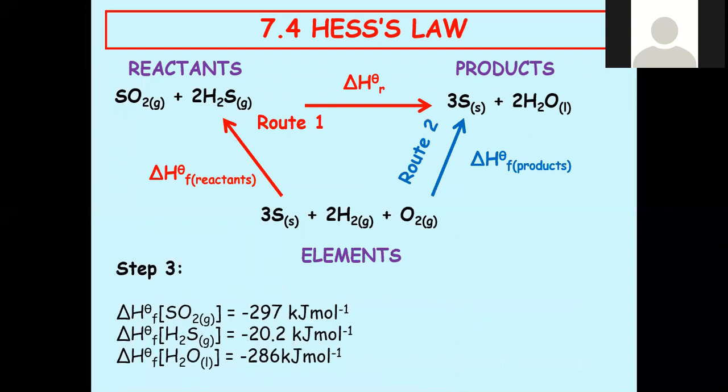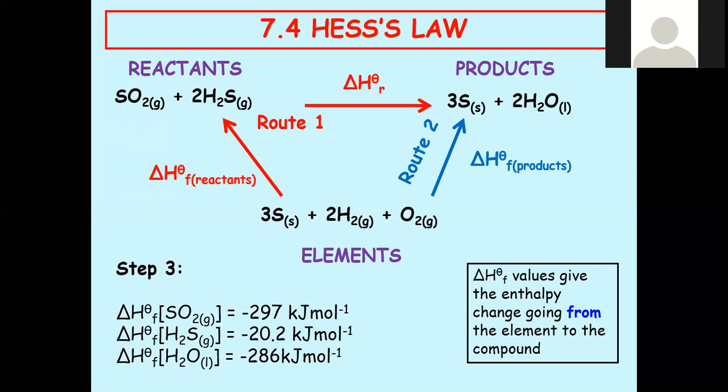Step 3, you're going to find the different enthalpy changes. For SO2, it's minus 297. H2S is minus 20.2, and for H2O, it is minus 286. The delta H formation values, so the enthalpy change of formation values, give the enthalpy change going from the element to the compound. So basically we're looking at what it is from the element to get to the compound. So that is your step 3.